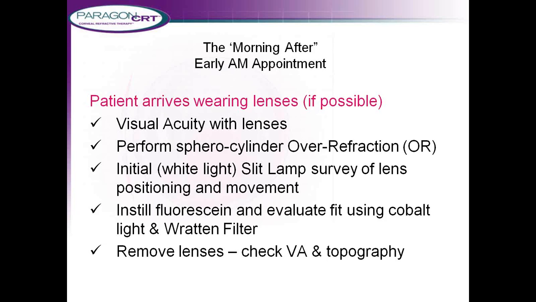You will first of all take a visual acuity with the lenses on again. You will perform a spherocylindrical overrefraction. You will evaluate the lenses in white light for position and proper movement. Then the installation of fluorescein and a cobalt filter will evaluate the tear pattern. Then, lastly, remove the lenses, check the visual acuity, and perform a topography.